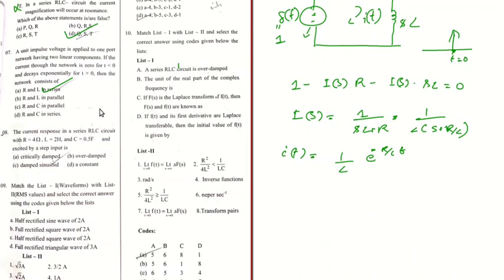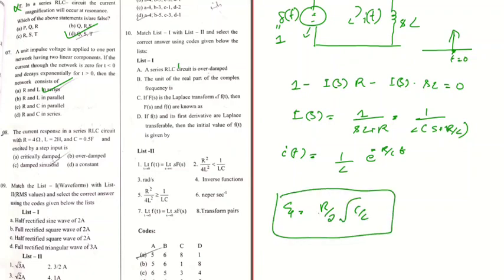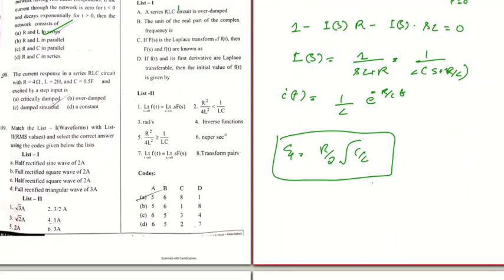In the next question, the current response in a series RLC circuit with R equal to 4 ohm, L equal to 2 Henry and C equal to 0.5 Farad, excited by a step input, is asked. We have to find out what type of damping there is. There is a formula for finding the damping ratio: eta is equal to R by 2 into root of C by L. Please keep this formula in mind. So we can substitute that in this equation.